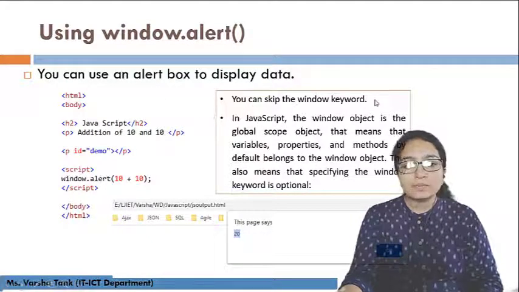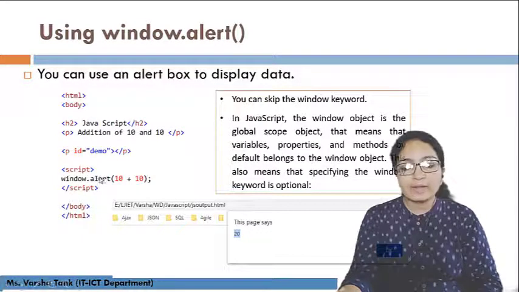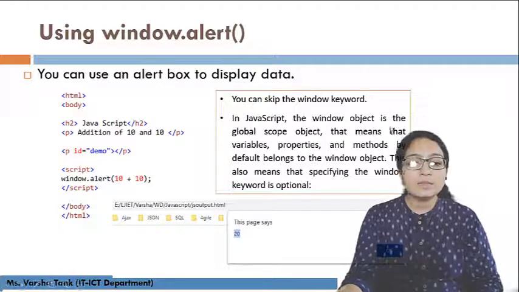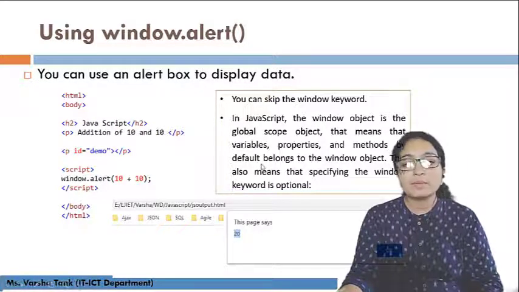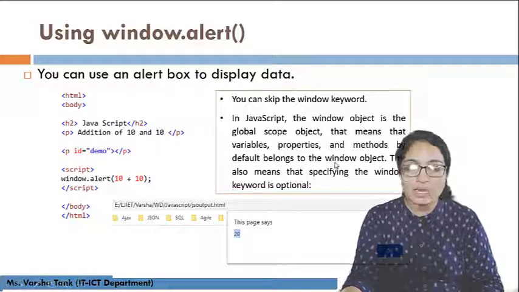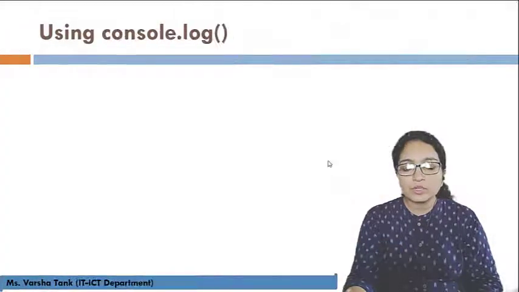Here you can skip the window keyword also, because window is a global object. You can write alert directly also. In JavaScript, the window object is the global scope object. That means variables, properties and methods that by default belong to the window object can be used directly. So you don't have to specify the window keyword, it is optional.